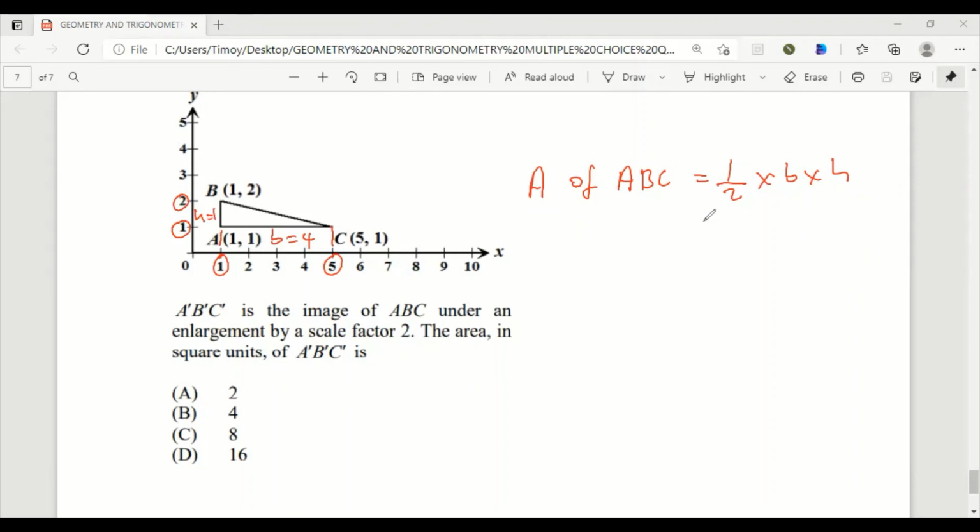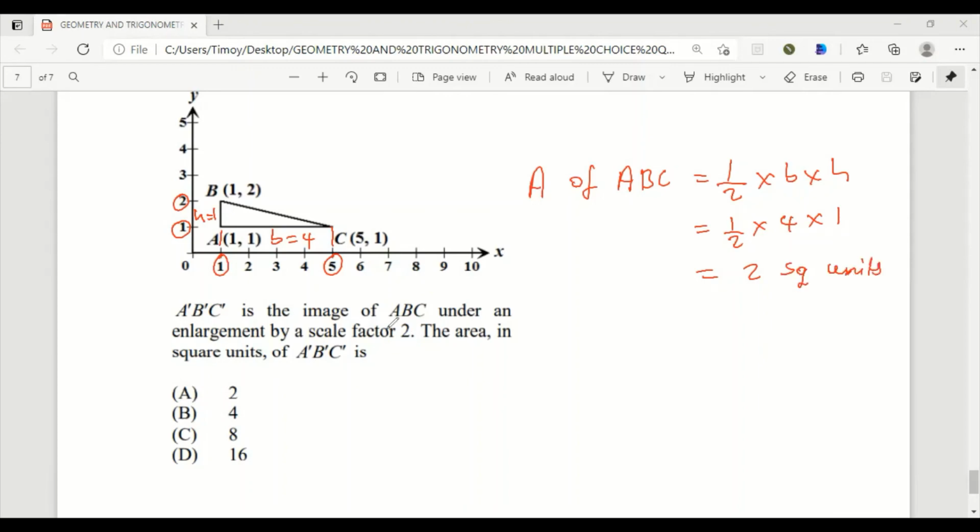So all we need to do is plug in those values. It's going to be half times B, which is 4, times height, which is 1. Half of 4 is 2, and 2 times 1 is just 2, right? So we can see that the area of triangle ABC is going to be 2 squared units, all right?